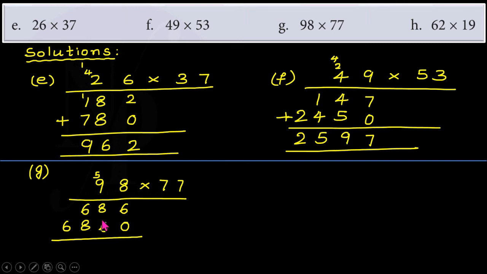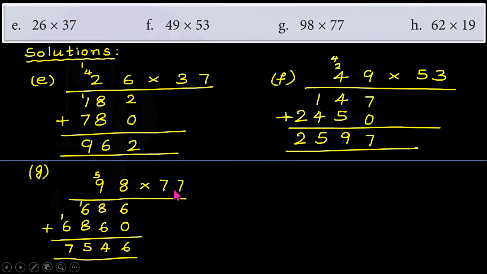So now let us add these two numbers to get the final product. Put plus sign here and add. 6 plus 0 is 6. 8 plus 6 is 14. I write 4 here. 1 is carried forward. 1 plus 6 is 7. 7 plus 8 is 15. Write 5 here. 1 is carried forward. 1 plus 6 is 7. So 7,546 is the product of 98 and 77.